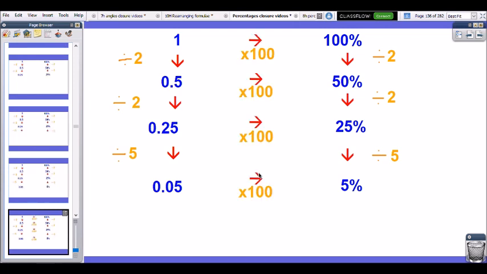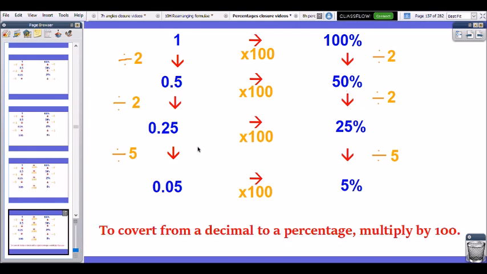So what I'm looking for is the fact that all these numbers on the right are just 100 times greater than all the numbers on the left. So for example, to get from 0.5 to 50, all I've done, I've multiplied it by 100. We can generalize. We can say to convert from a decimal number to its equivalent percentage, we just multiply that number by 100.